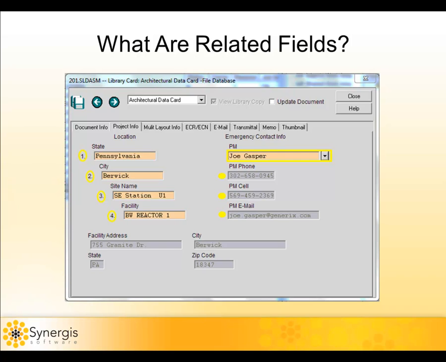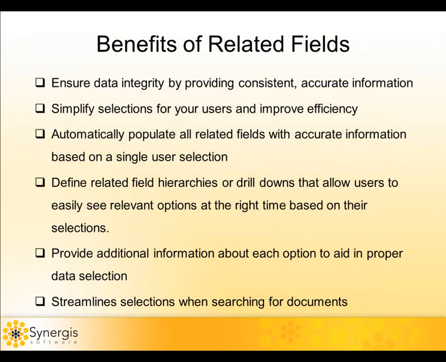Before we show you more live examples in Adept, let's discuss some of the benefits of using related fields. The benefits of using related fields cover everything from making sure you get consistent, accurate data to making choices easier and more efficient for your users. In addition to presenting context-appropriate selections and the ability to autofill related fields with accurate information, related fields also allows you to provide additional information to help your users make the proper selection, as well as an easy and structured way to search for their documents. Let's look at specific examples of these benefits in Adept.